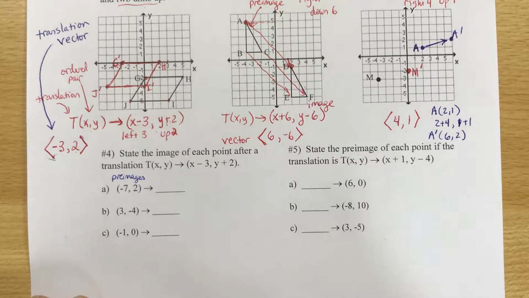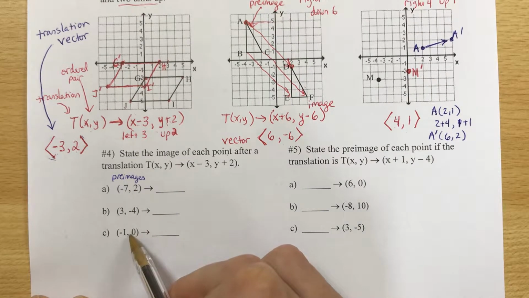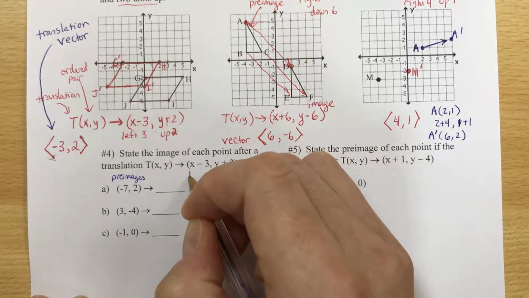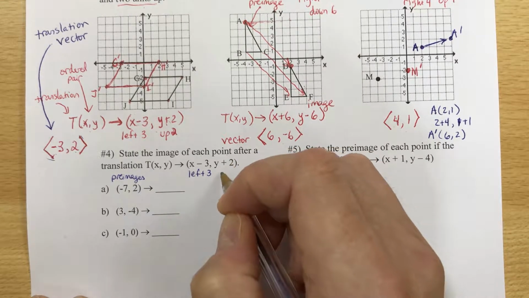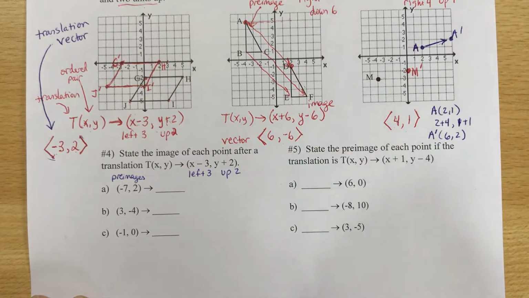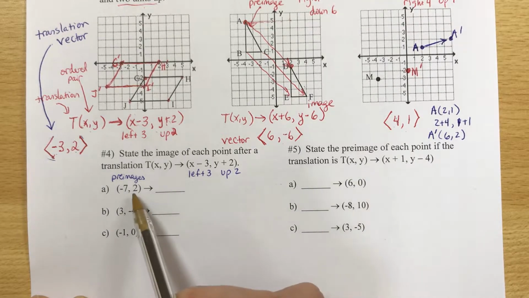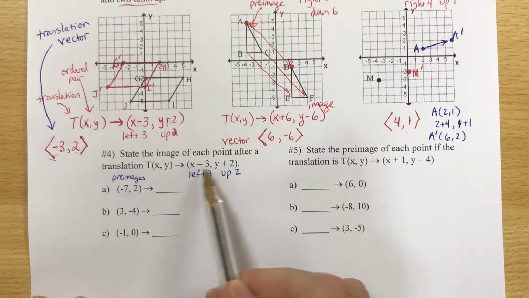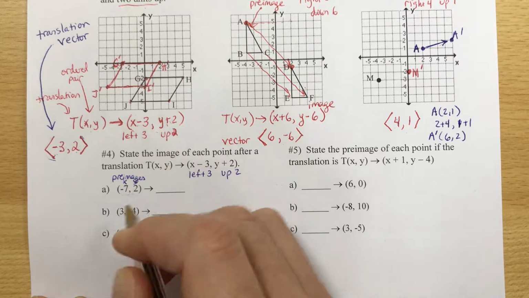Well, we can look at this visually. If you wanted to graph these, and then you could count, this would be minus 3 for x means we go left, up, or positive 2 for y means we go up. So you could do that. What I think is easier is we can take this negative 7, 2 and substitute for x and y. Here's our x value, y value.